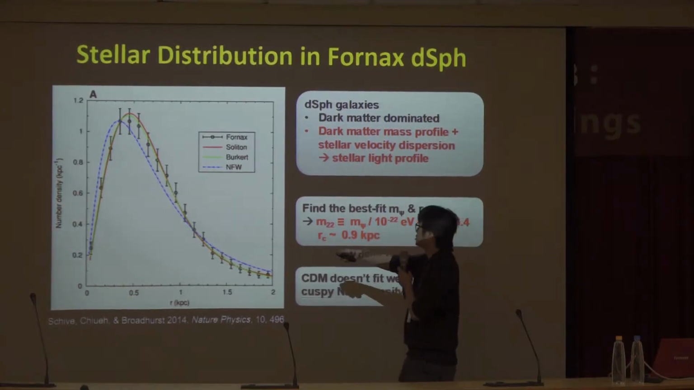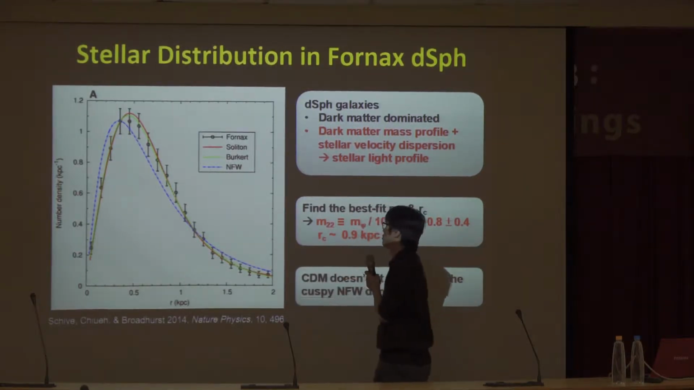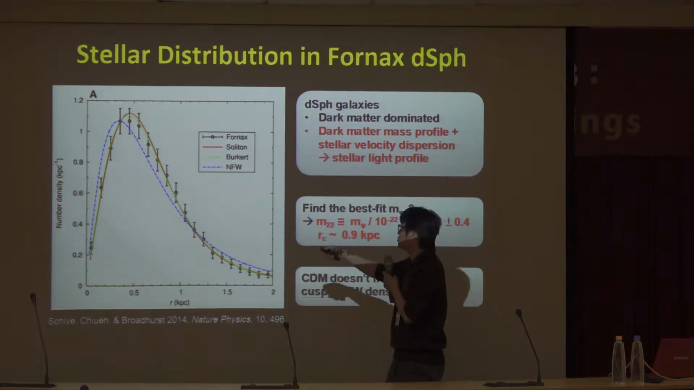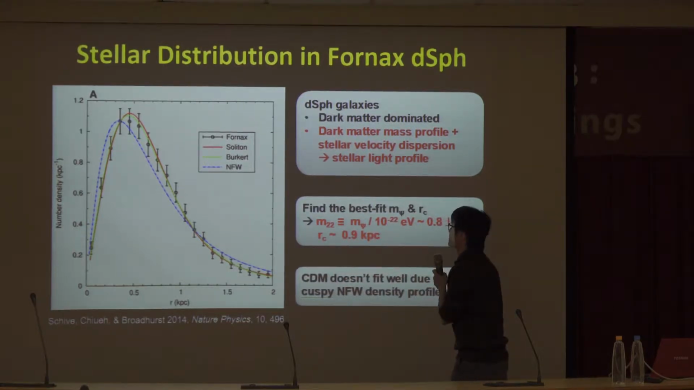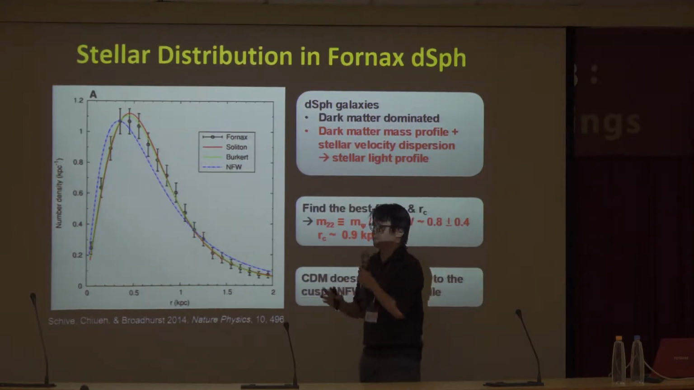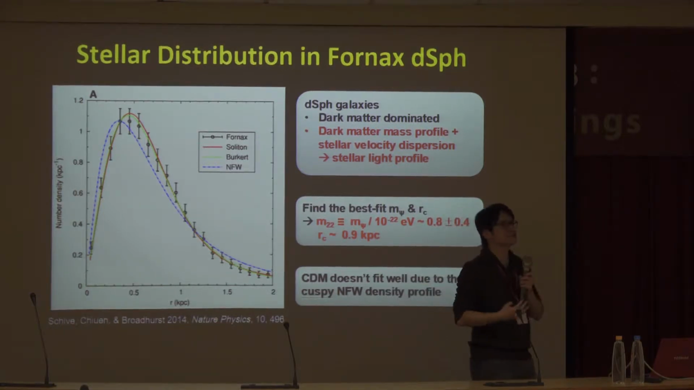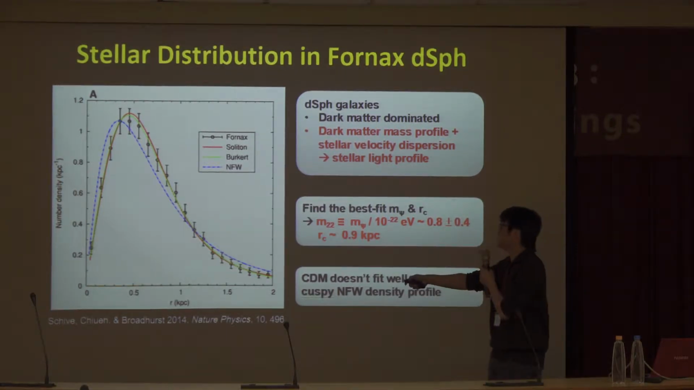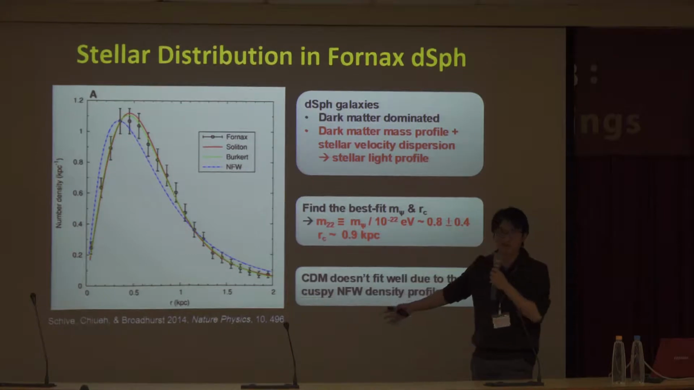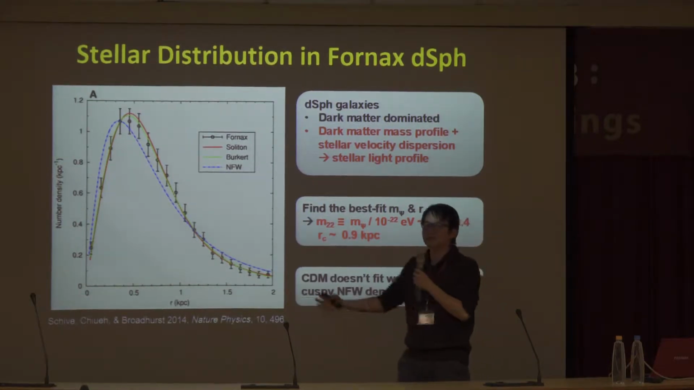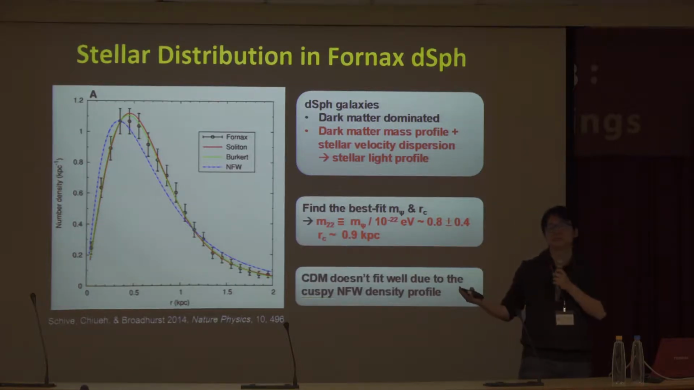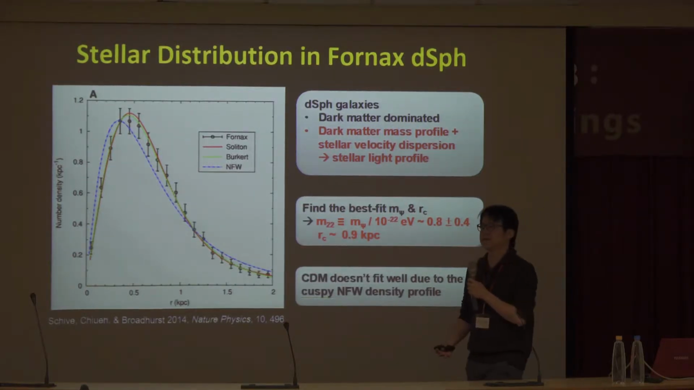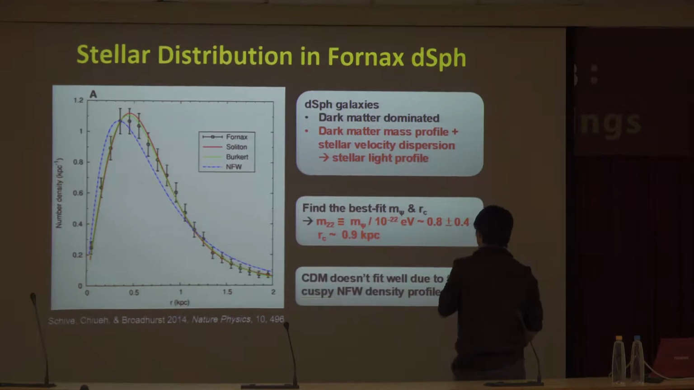The red line here shows the best fit profile predicted by Psi. This is the stellar distribution profile. You see the red line is very consistent with the observational data. But the blue line is the best fit profile predicted by the standard CDM model. You can see that the fit is relatively not that good. It's mainly because, as I mentioned, in the CDM profile the density diverges in the center, so the mass is too concentrated in the center and becomes inconsistent with observations.